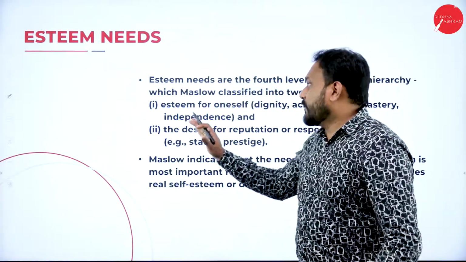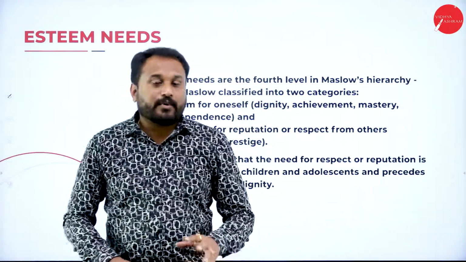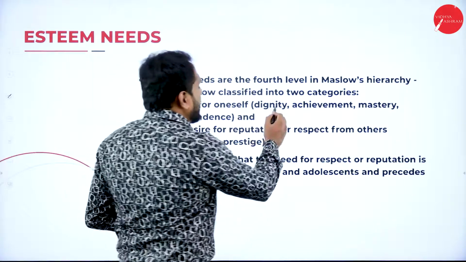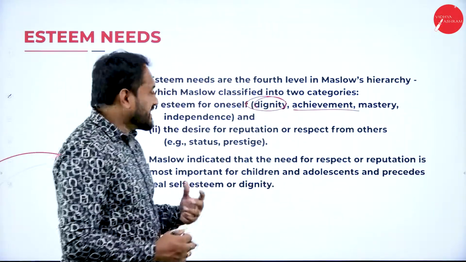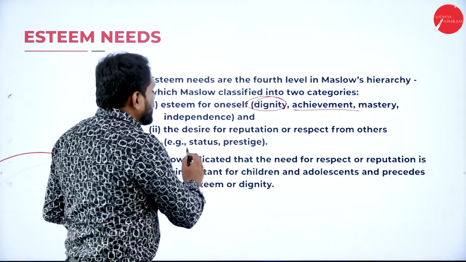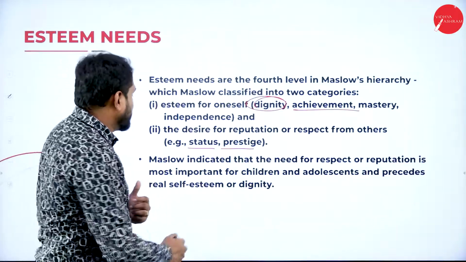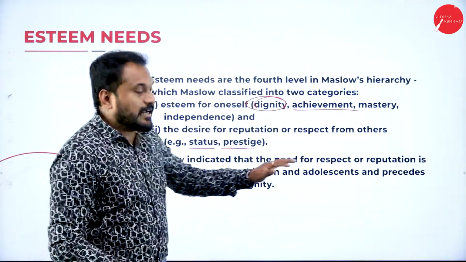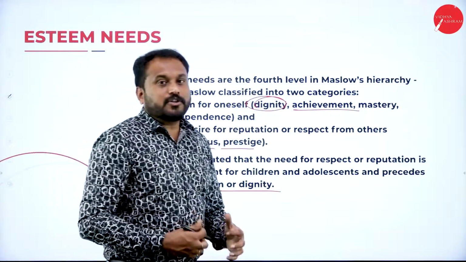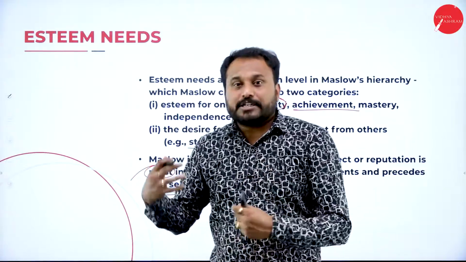Esteem needs are the fourth level in Maslow's hierarchical theory, where Maslow explained a few points: esteem for oneself, that is dignity, achievement, mastery, independence, and the desire for reputation or respect from others, that is status and prestige. Maslow indicated that the need for respect or reputation is most important for children and adolescents and precedes real self-esteem or dignity. So one should always achieve that. That's the reason people should work more, and that is what will motivate them to achieve these esteem needs.